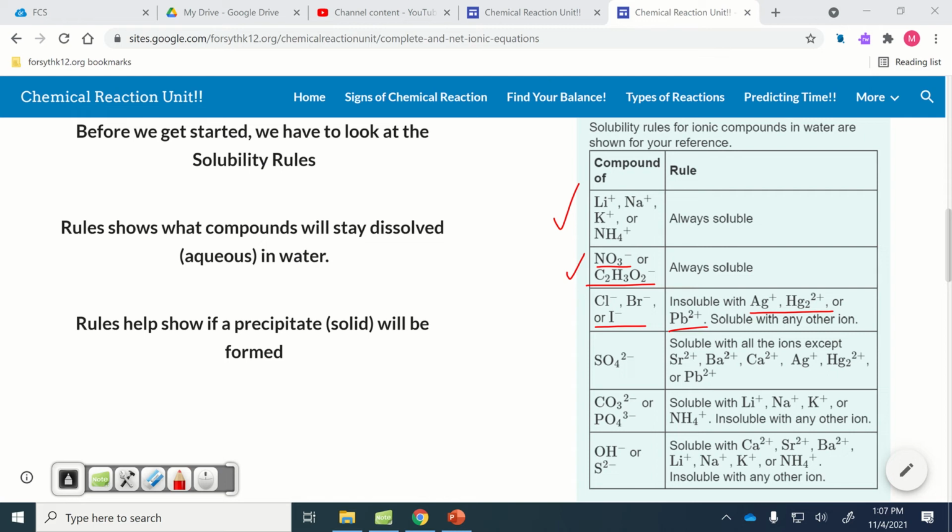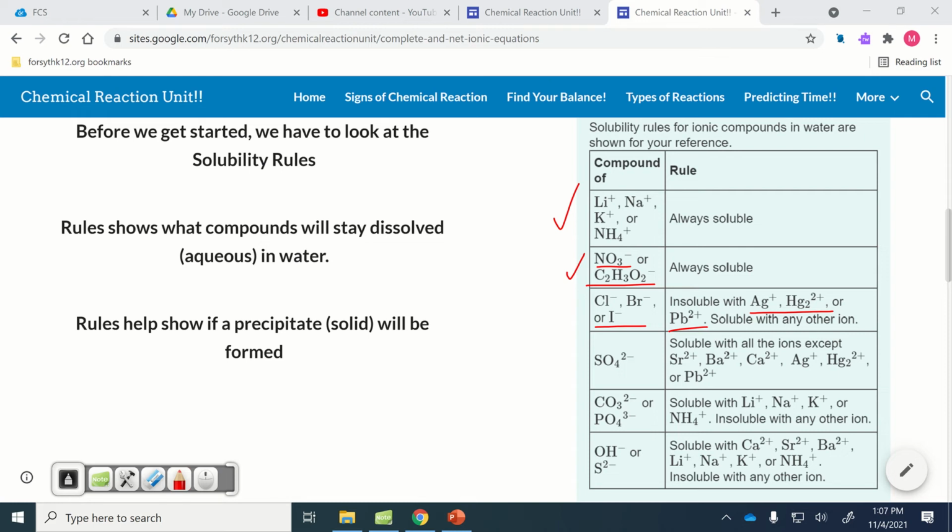If we run into any that are not listed that might be insoluble, I'll make sure that's clear, and it will be mentioned in the problem itself. The halogens are insoluble with silver, mercury, and lead, but soluble with any other ion unless I specifically tell you. Sulfate, again, you can read the rest from there. You have the list, so make sure you read it.